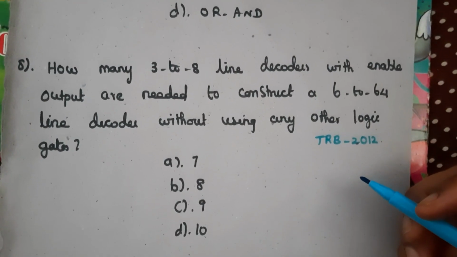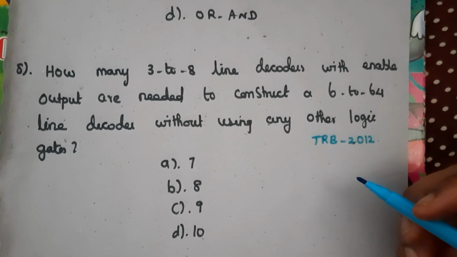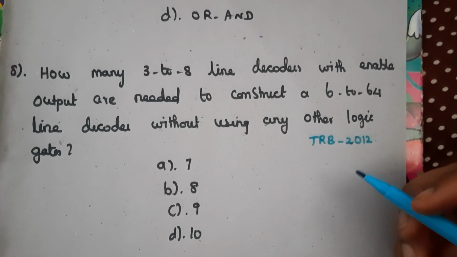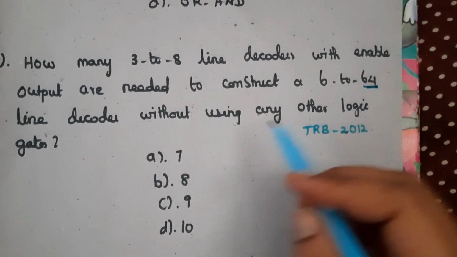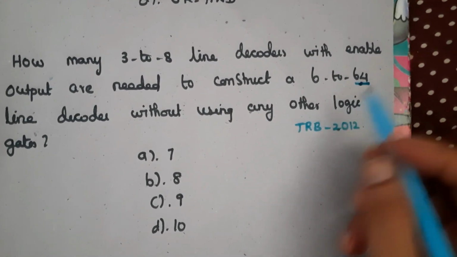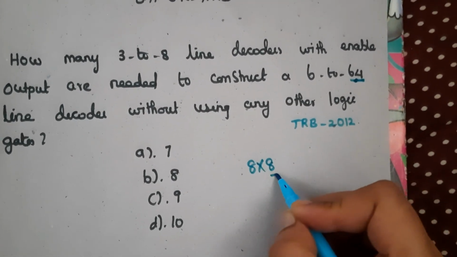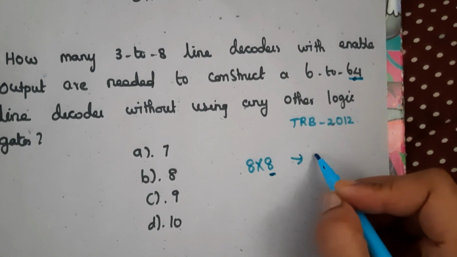Next question, how many 3 to 8 line decoders with enable output are needed to construct a 6 to 64 line decoder without using any other logic gates? So here we find the required decoders using that formula, that means the 64, we can write 64 as 8 cross 8. So this 8 cross 8, we take 8.